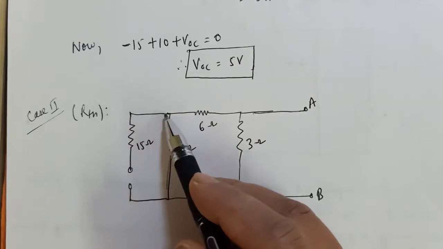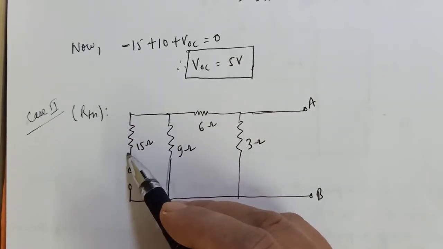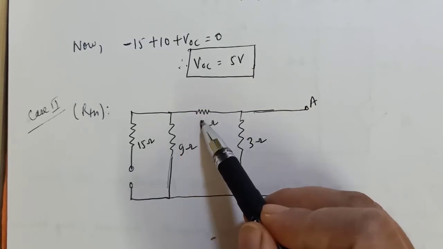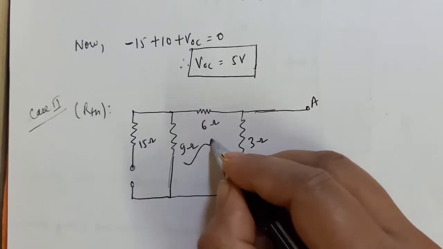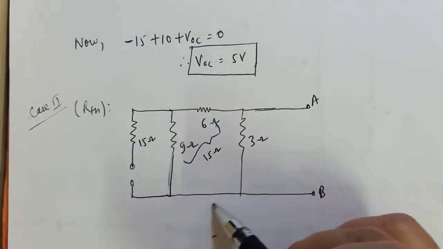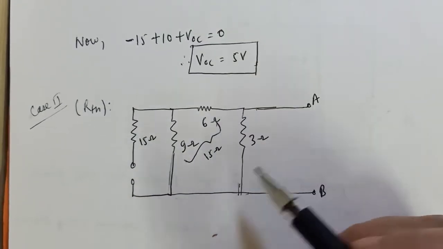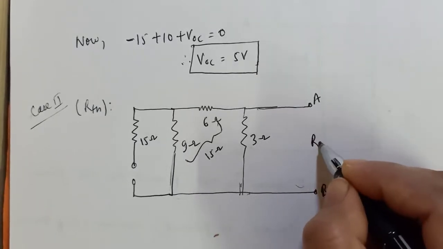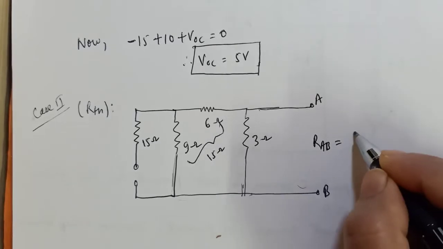So this is open circuit, no current will flow, so ignore this branch. These two branches will be in series. So 9 plus 6 will be 15. So R equivalent of this 9 and 6 will be 15. Then this branch is connected in parallel with this branch. So R equivalent across AB, so RAB will be your 15.